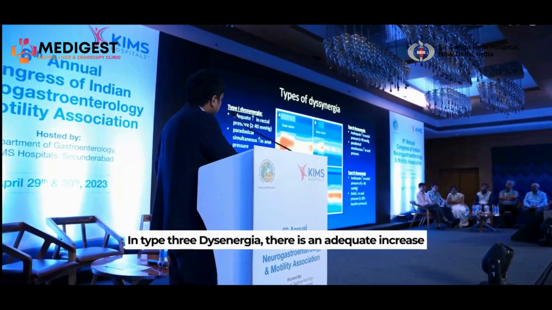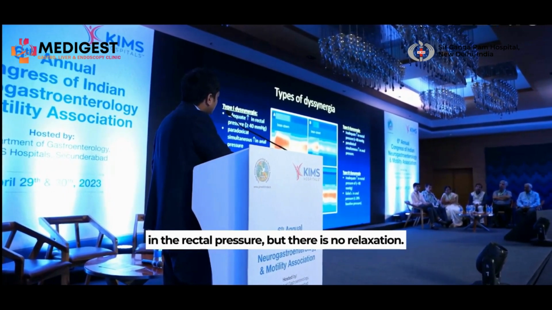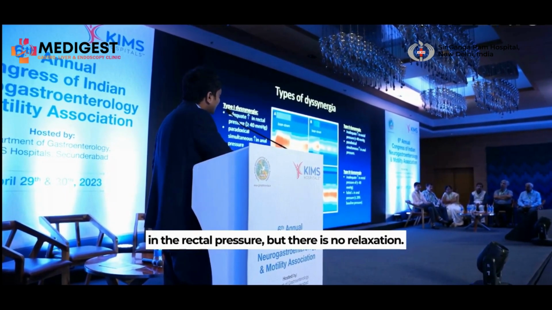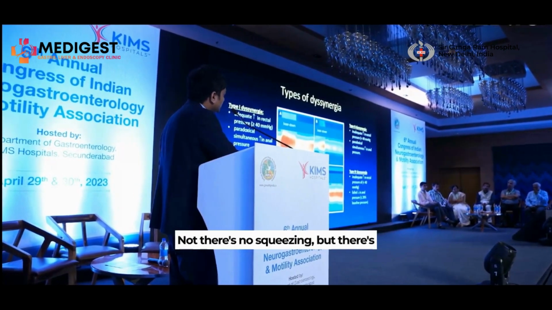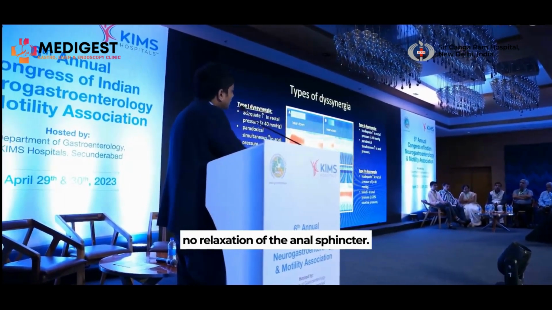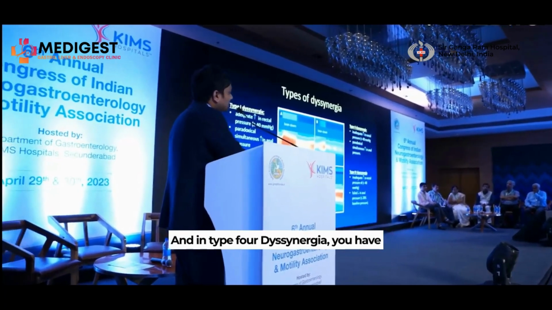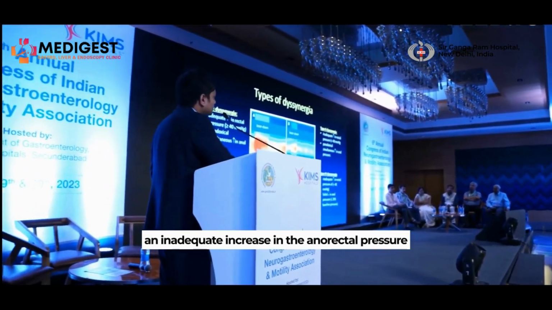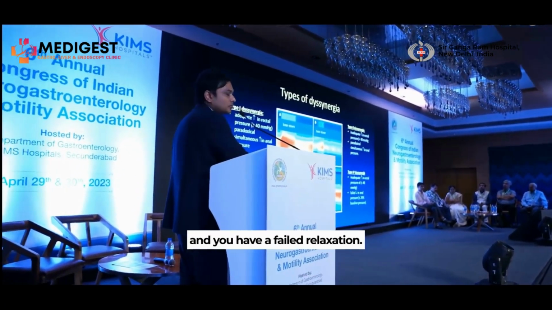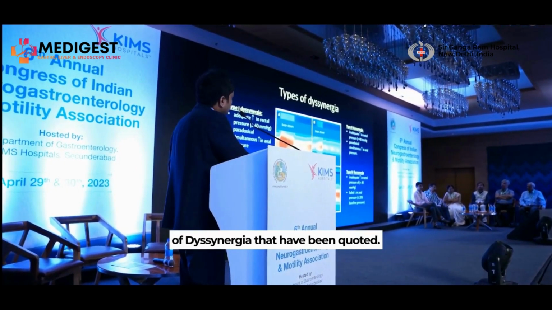In type 3 dyssynergia, there is an adequate increase in the rectal pressure, but there is no relaxation. There's no squeezing, but there's no relaxation of the anal sphincter. And in type 4 dyssynergia, you have an inadequate increase in the anorectal pressure, and you have a failed relaxation. So these are the 4 types of dyssynergia that have been quoted.